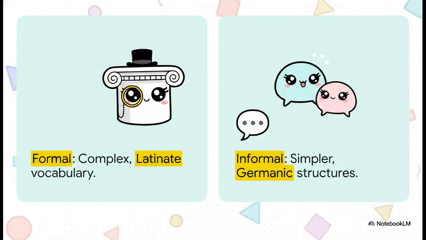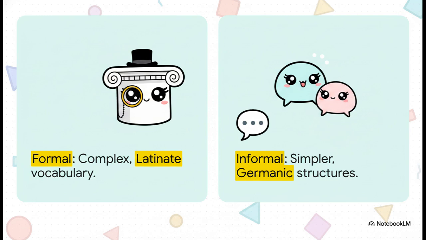For advanced learners, recognizing the register shift between formal and informal English is absolutely vital. And surprisingly, it's deeply rooted in history. After the Norman conquest back in 1066, French, and by extension Latin, became the language of the elite, the law, and academia. That is exactly why formal English today leans heavily on complex Latinate vocabulary like prior to the meeting or subsequent to our conversation.